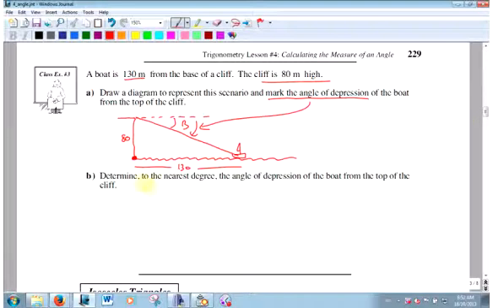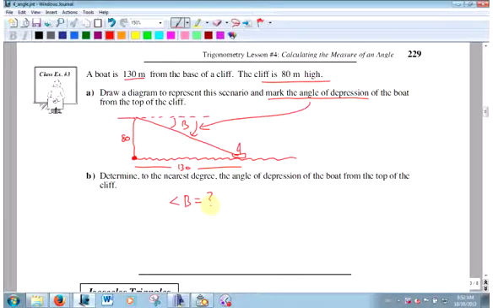Okay? Part B. That was just drawing the picture, part A. On a test, you're not going to have part A and part B. It's just going to say, solve this angle. Okay? We're being nice to you. We're saying draw the picture first, which you should always do. Second, what are we trying to find? The angle of depression. I want to know what B is. So angle B is what?